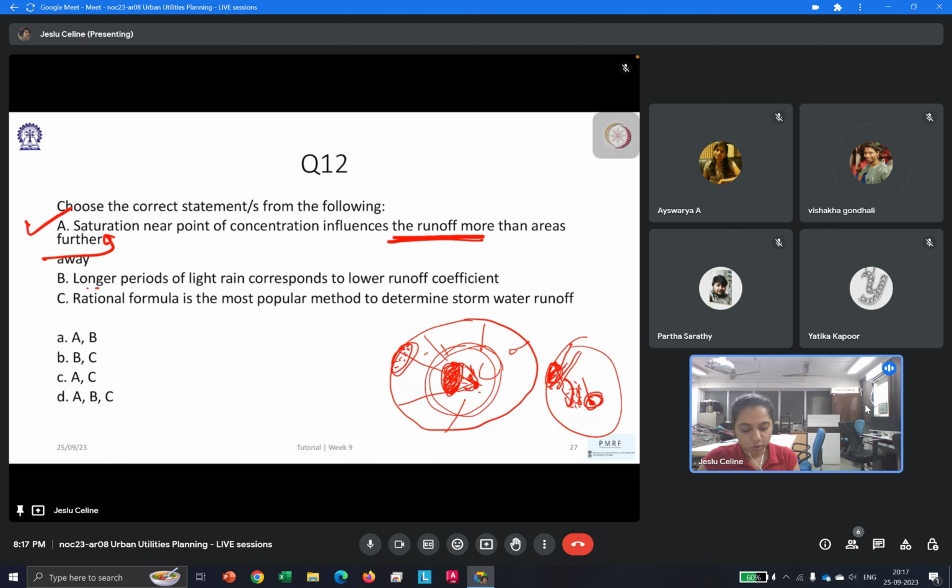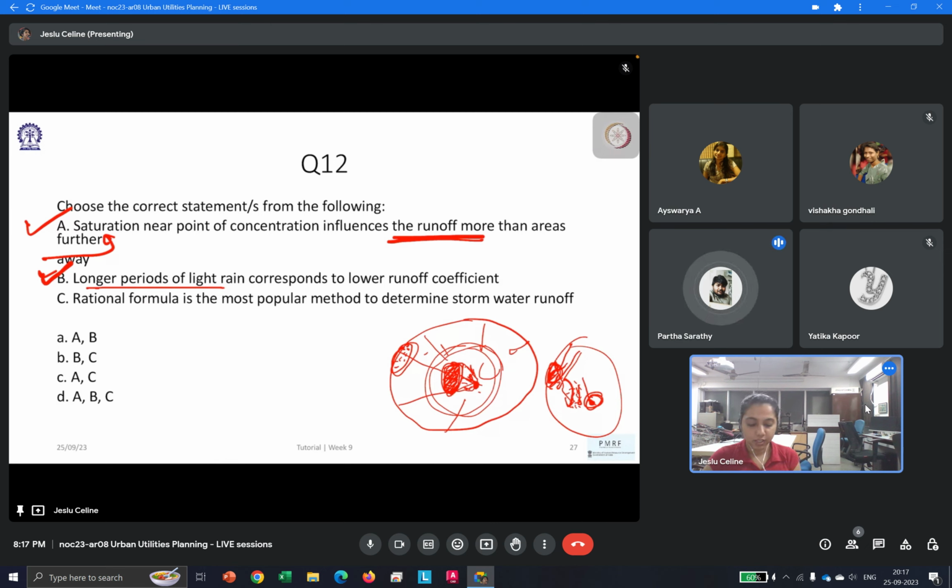Now, longer period. Okay, so let me ask Yatika, do you agree to the statement? Ma'am, logically it does make sense that if it rains, light rains for a longer period of time, the coefficient might reduce. Whereas if it's heavier, I think it's correlated together, but I might be wrong, so I'm not really sure. Okay, Aishwarya? Yes, ma'am.